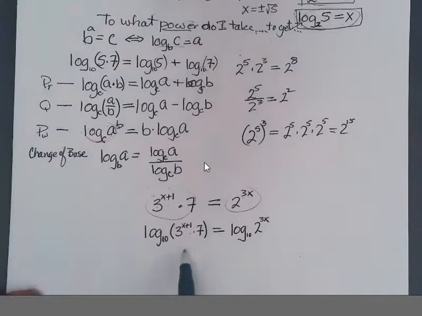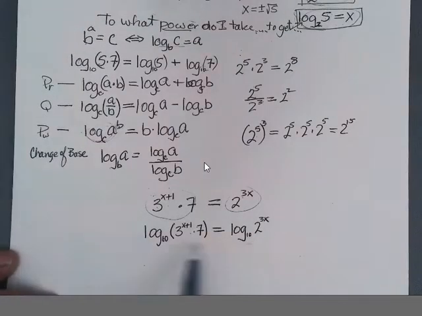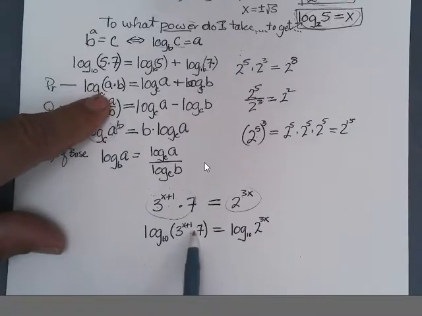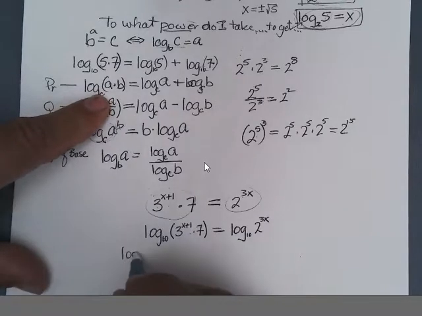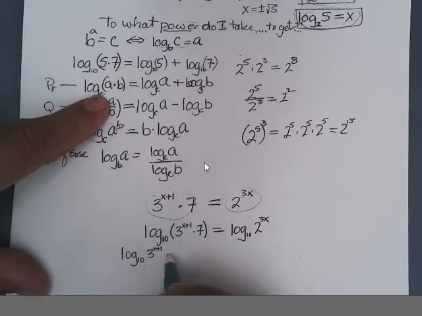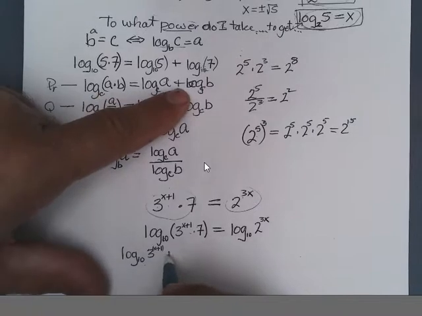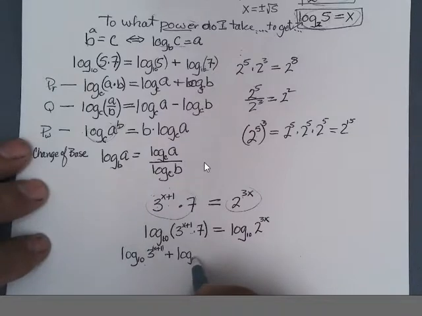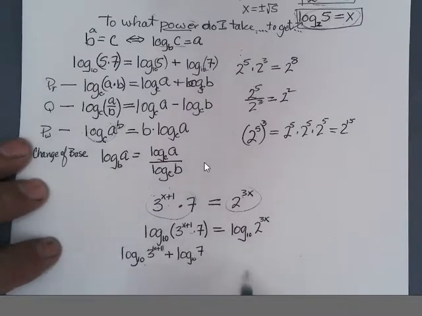And now I'm going to use my log rules to separate this out and make a little bit more sense out of it. Now there's a power, but it's only on the 3, and these are times, so I'm going to use my product rule first and separate this into the log base 10 of 3 to the x plus 1 as the power, plus, because it's a product, so you add the logs, the log base 10 of 7. So I've taken this product apart.